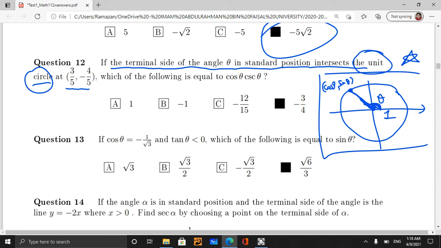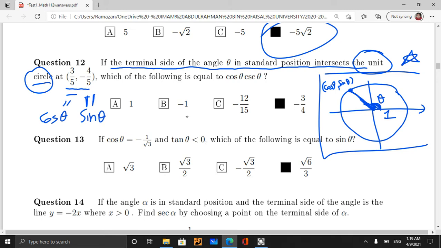Okay, we have to know this one. Now here it says it has 3 over 5 and negative 4 over 5. The circle intersects at 3 over 5 and negative 4 over 5. So this here automatically says cosine theta has to be this, and this one here should be sine theta.